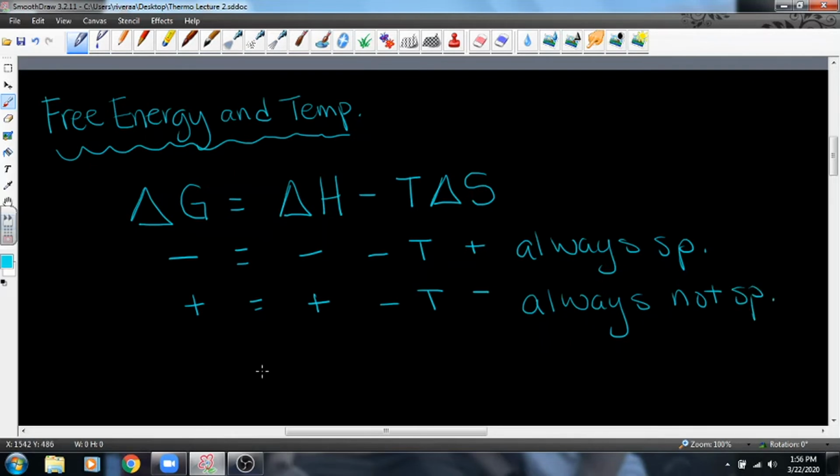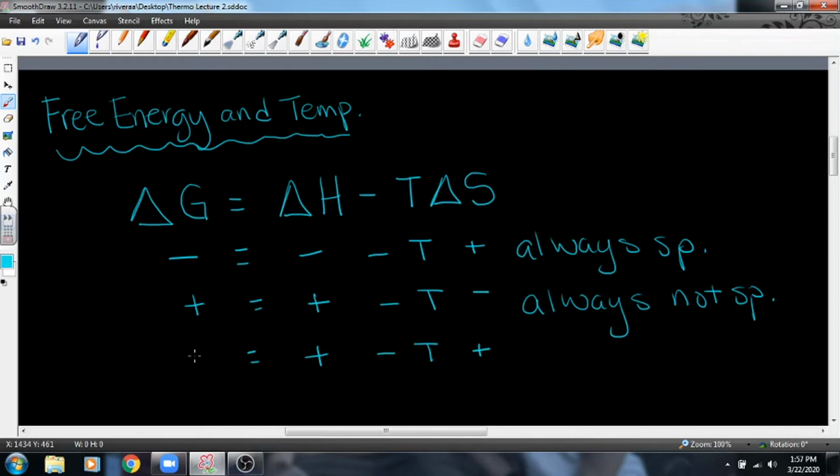But like we saw in the quantitative practice problem that we did, we could have situations where one of these things is not favorable, like a positive delta H, but the delta S is also positive, which is favorable. So not favorable, favorable. What's going to happen in terms of delta G? It's going to depend on temperature.